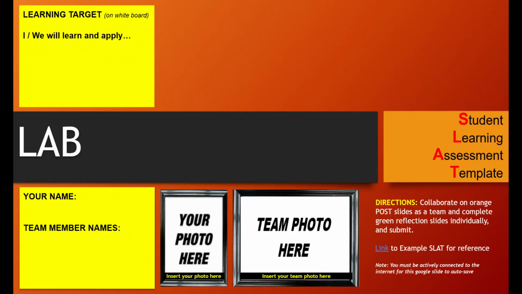Then you're going to insert a photo that you'll use, and this is a way that I get to know your names and faces quicker. Insert your photo and insert your team photo. So whenever you have your whole team here, once we start cooking, you just take a photo and you'll insert that. There's also right here, it says directions: collaborate on orange POST slides as a team and complete the green reflection slides individually and submit. Okay. So I'll show you in a minute what a populated student learning assessment template looks like.